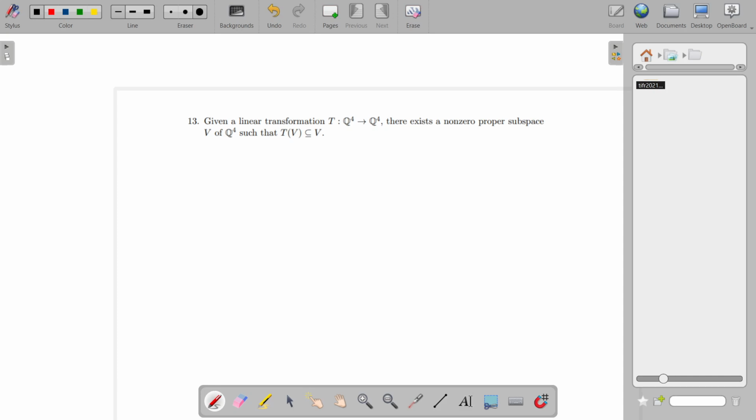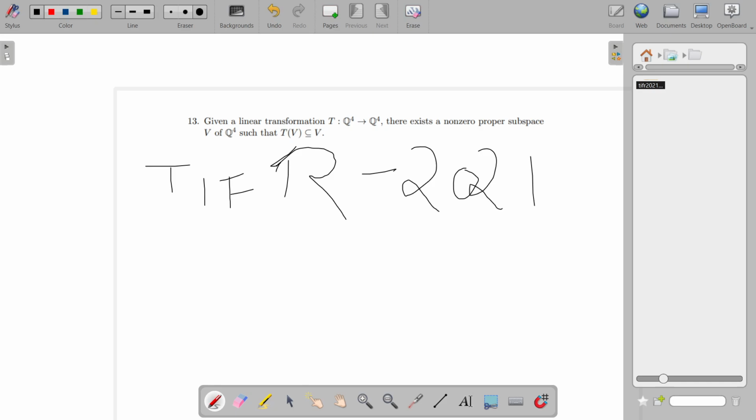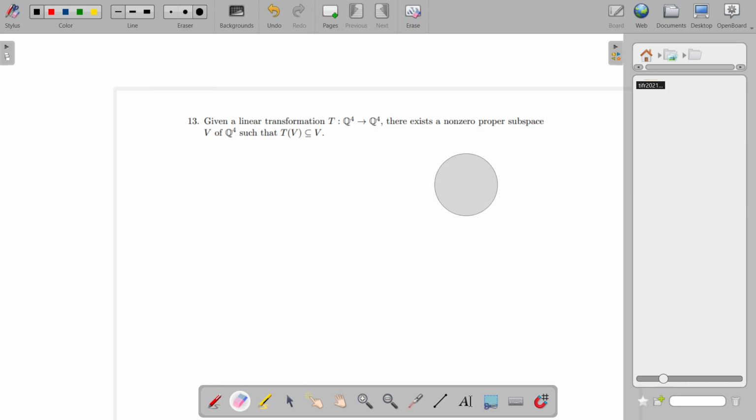So this question came in TIFR 2021, in part B. Basically the true and false part. It is a true and false question. So let me erase this. And I'm sorry because I'm writing this with a mouse.